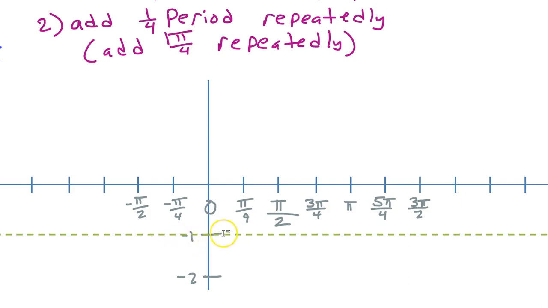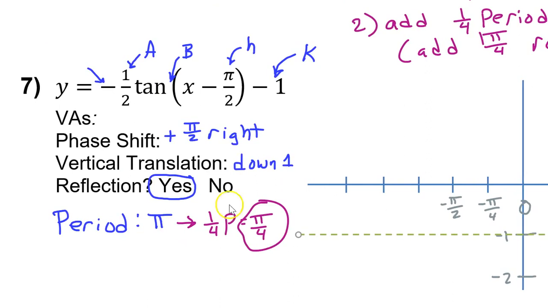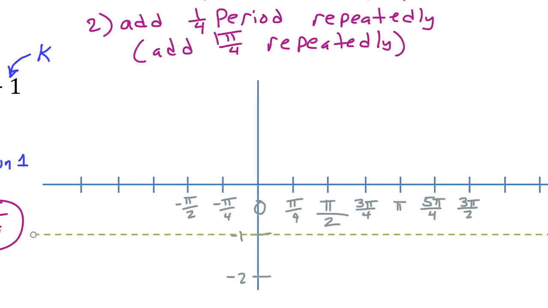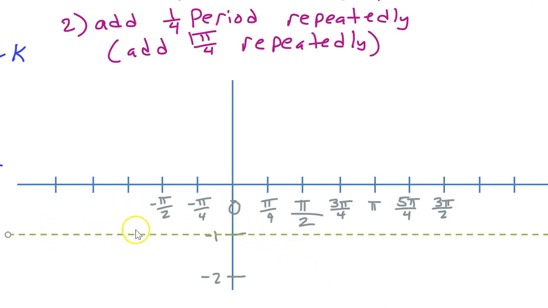Okay, the midline is going to be at -1 because of that vertical shift of down 1. So I'm going to go ahead and draw my midline as a dotted line. I'm going to treat this the same way as I treated my x-axis previously.